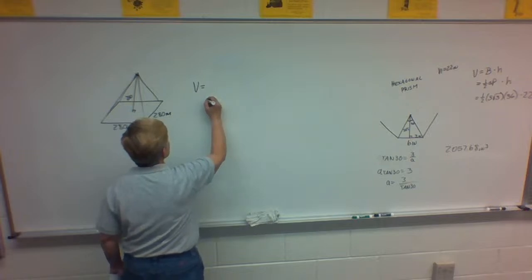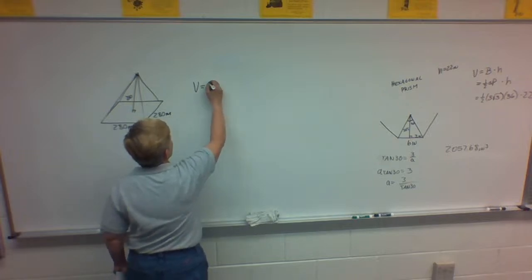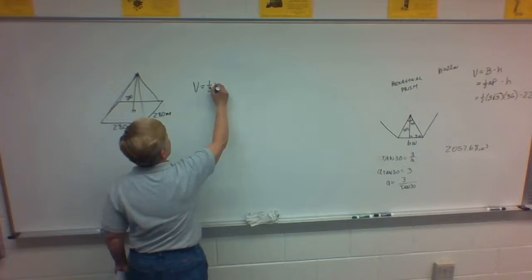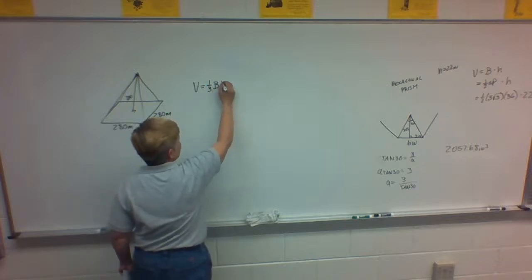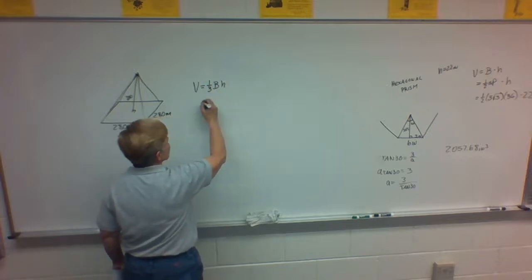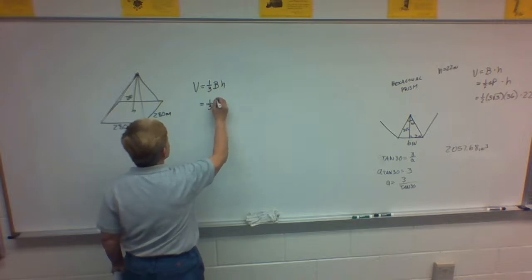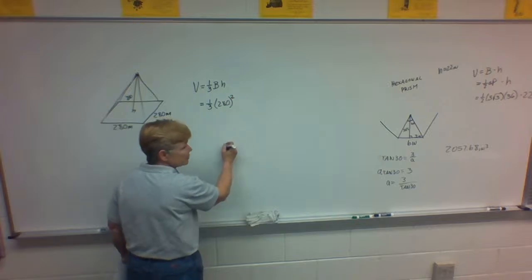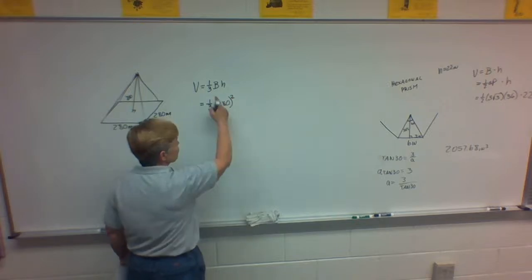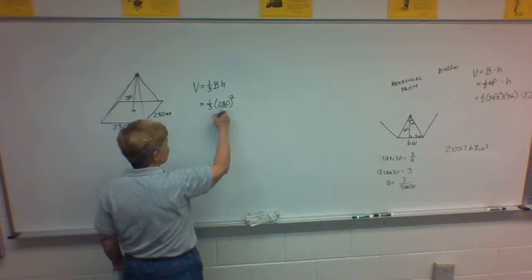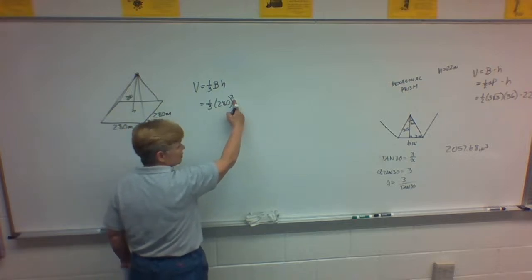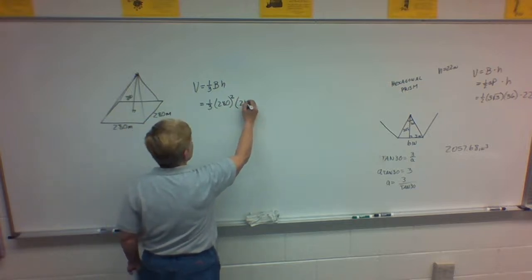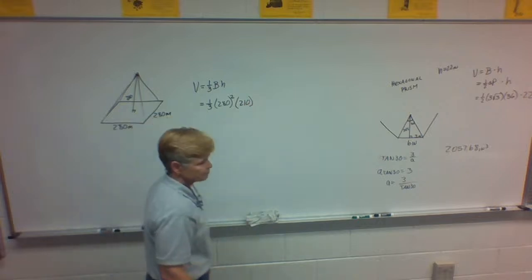Volume is 1/3 base times height. Base area times height. That's why we use a capital B. That's going to be 1/3. Base area is going to be 280 times 280. That's why I'm going to square it. You follow me? The base area is a square, so 280 times 280. I'll just write it once and square it. Times the height, which is 210. It's all here. You just got to put it in.